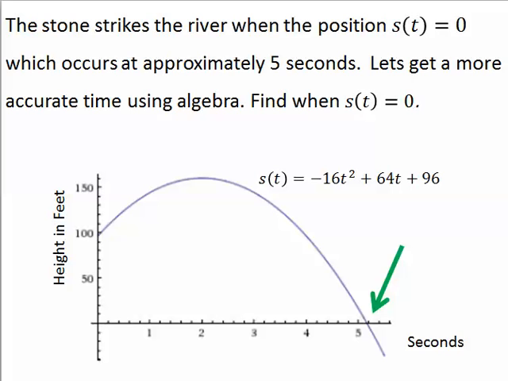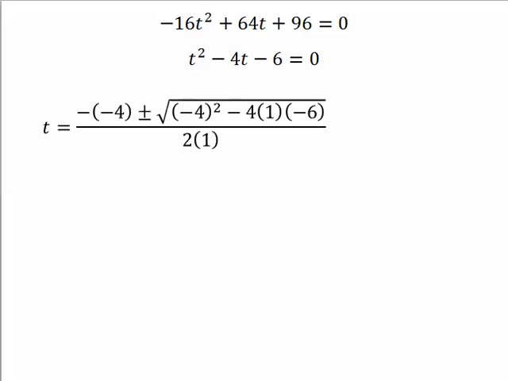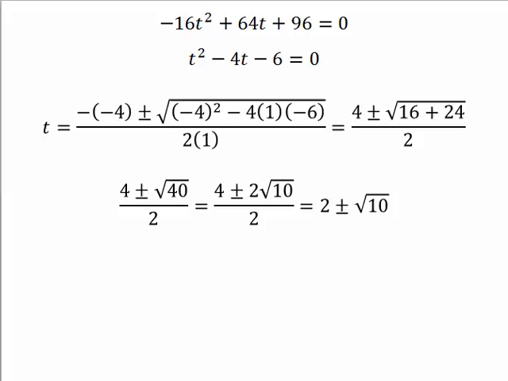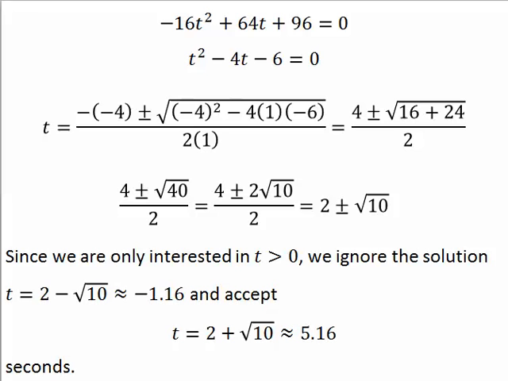To get a more accurate time, we're going to use algebra. Unfortunately, this is a quadratic which cannot be factored. I did divide both sides by negative 16, but I still have something that can't be factored. So I use the quadratic formula, and when the dust settles, I get 2 plus or minus square root of 10. So I get two answers. One of the answers is negative, which I ignore. The other answer is positive, and approximating to 2 decimal points, I get 5.16.